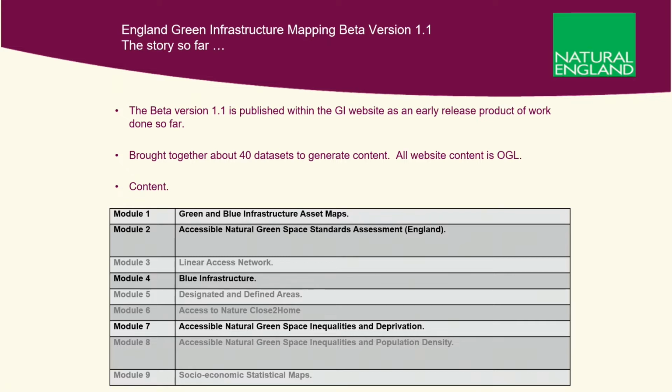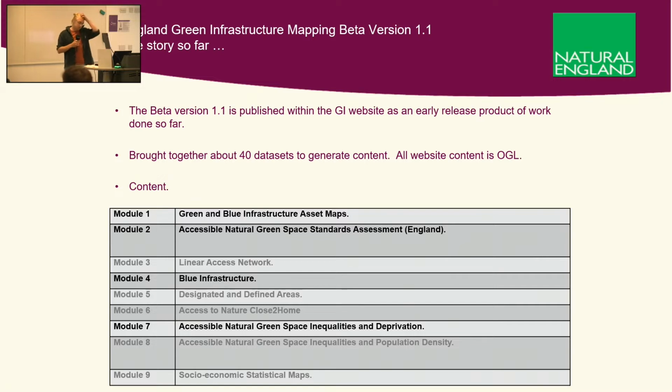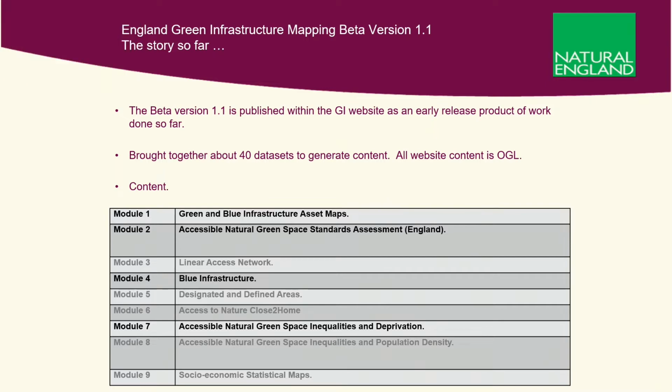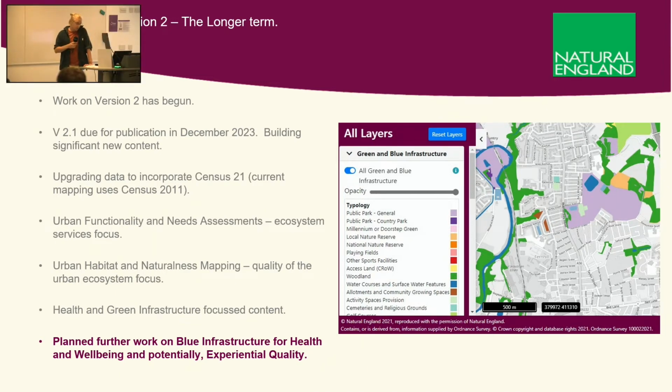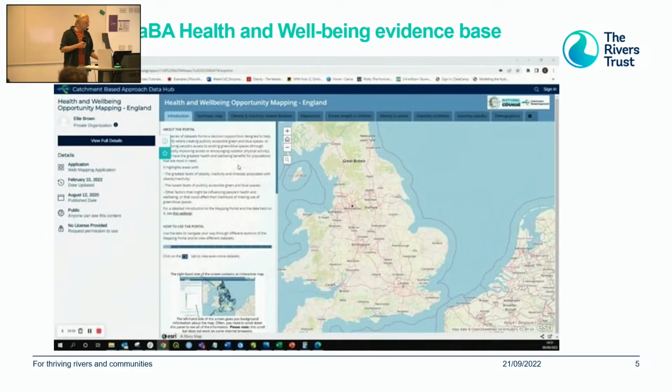They are updating their maps and green space standards in May 2023, and a full version 2.1 is due to come out in December 2023 as well. So do watch this space for the new Green Infrastructure Portal. Work on version 2 is already in process with lots of improvements planned. The ones that the Rivers Trust specifically are working on with Natural England include the health and well-being, experiential quality measures. So that's everything from Natural England.